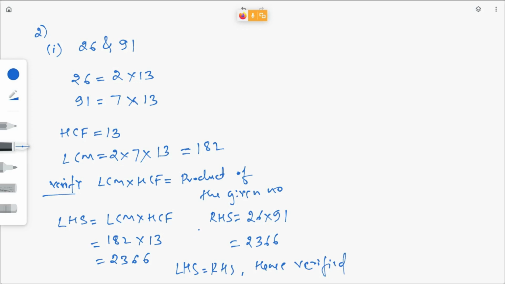So follow the same steps for this third question then. What is that? 336 and then 54. Solve and show me the solution. 336 and then 54. Follow the same. So what are the factors of 336?